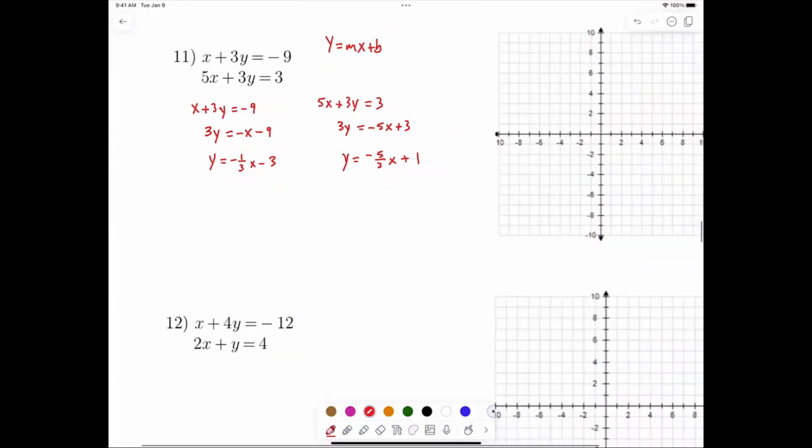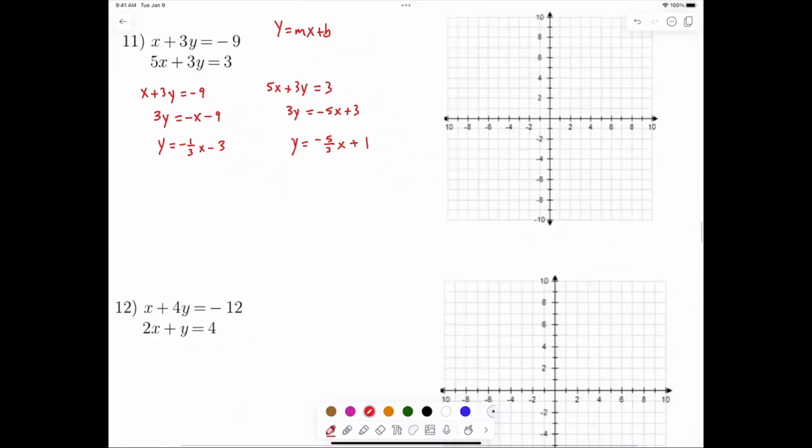All right, so let's talk about it. Luke, how am I going to graph the first one? What am I going to do? Yes, sir. Thank you. Down 3. Then what? Very, very nice. Exactly. All right, very good. Try to draw a straight line, the best you can.